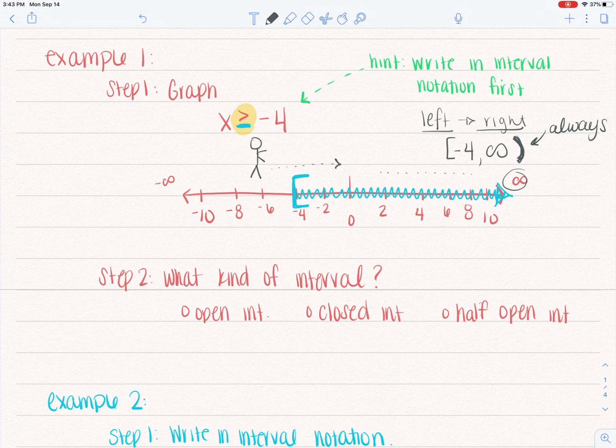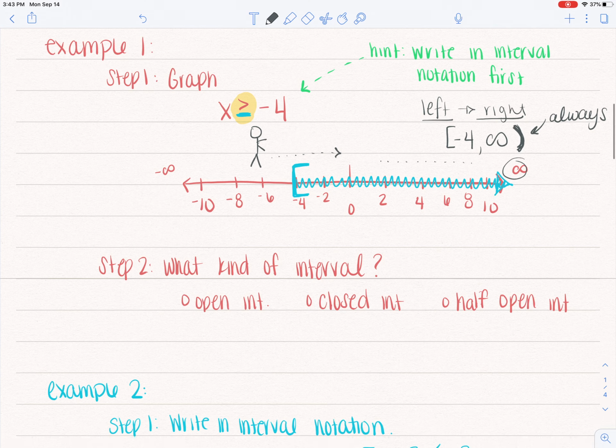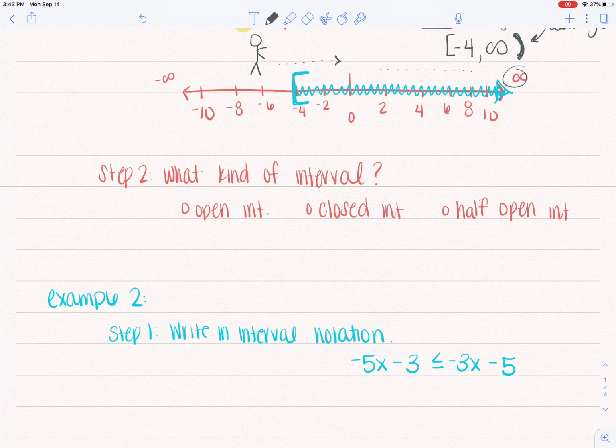Step 2 then says, what kind of interval is this? Well, this is multiple choice in Hawks, but as a quick review, open intervals are two parentheses, closed intervals are two brackets, and any combination of the two would be a half open interval. So this one, I've got a bracket and then a parenthesis, so it's a half open interval.